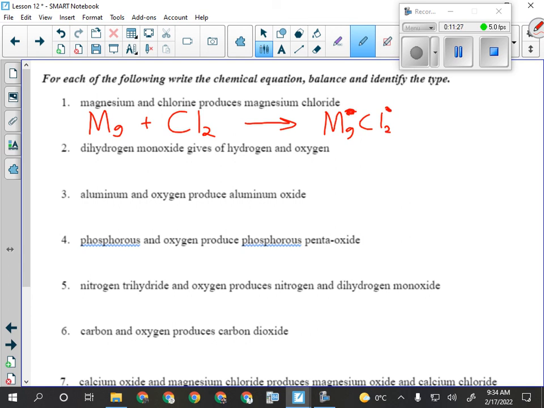Looks to me like it's already balanced. 1 magnesium and 2 chlorines on each side. What reaction type is that? It's a synthesis reaction. So that's all we're looking for in those. Obviously, they're going to get more complex than that one, but I think you guys can handle it.